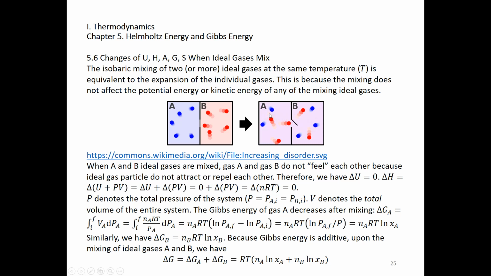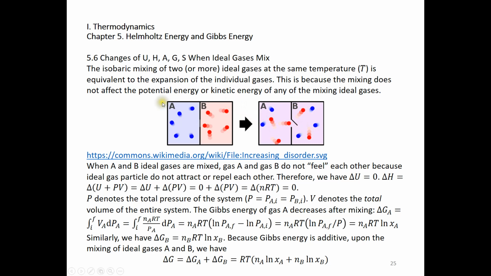Although both PA and PB are halved, the total pressure is equivalent to the initial pressure of A and also to the initial pressure of B. In that sense, we say this is isobaric mixing. However, remember, the partial pressure of A and the partial pressure of B are reduced in the mixing process. It's just the total system pressure that remains unchanged.